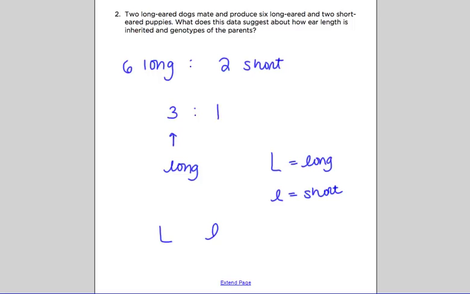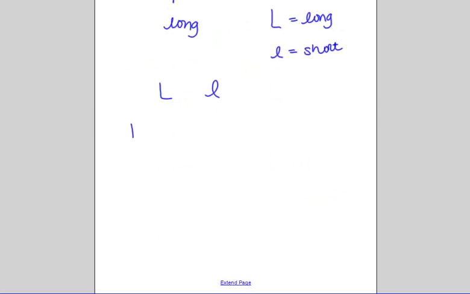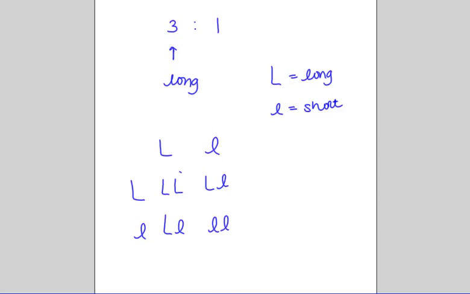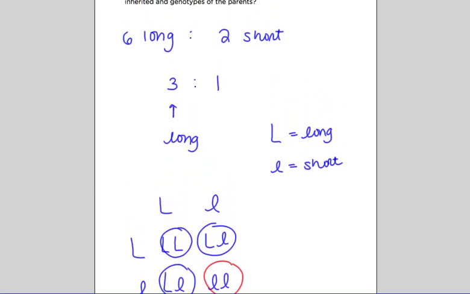And you could do just a simple Punnett square to refresh your memory on that. So you have 1 homozygous dominant, 2 heterozygous, and 1 homozygous recessive. So if both parents are heterozygous, you do get the 3-to-1 ratio of long-eared puppies to short-eared puppies.